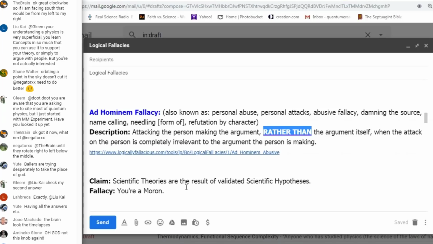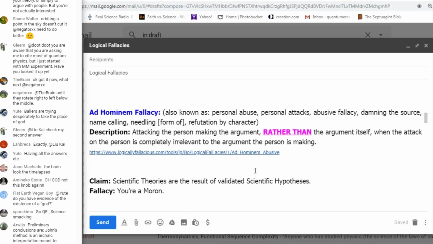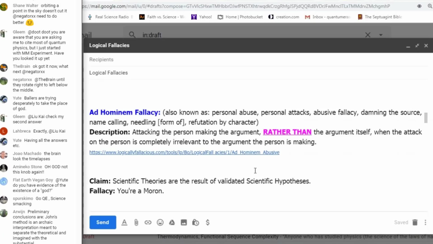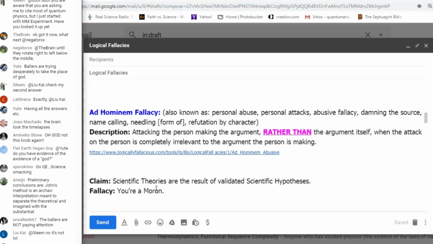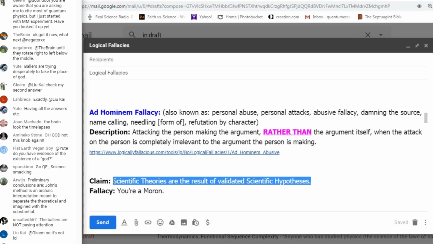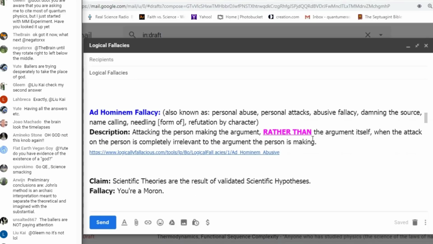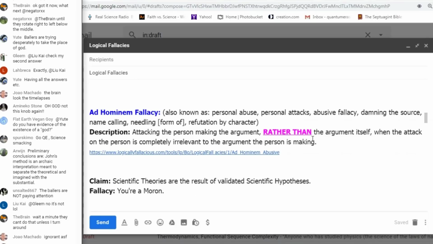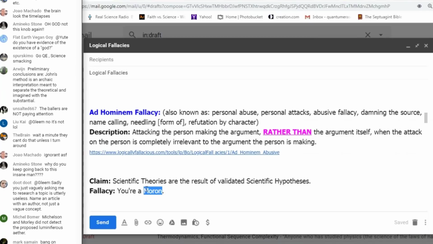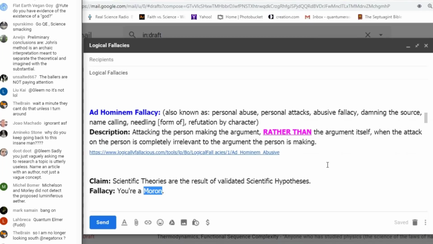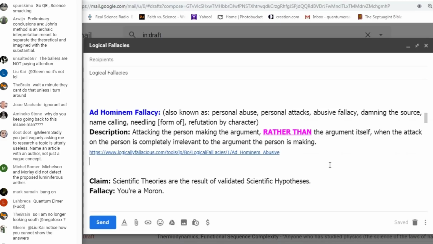So, claim: scientific theories are the result of validated scientific hypotheses. Fallacy: you're a moron. What did he do? He completely disregarded the argument, and in lieu of any argument whatsoever, called this person a moron. See it? What's not a fallacy?